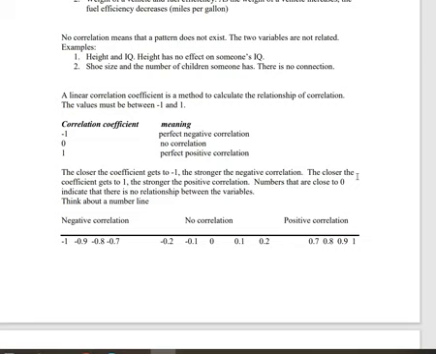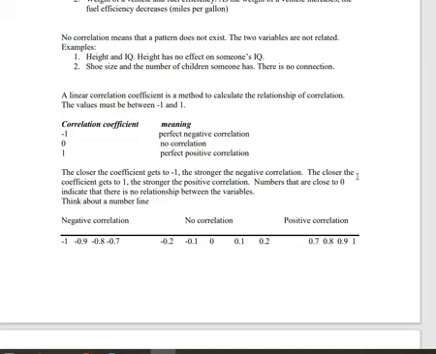A correlation coefficient of 0 means no correlation. A correlation coefficient of 1 means a perfect positive correlation. They go up exactly the same every time. The closer the coefficient gets to -1, the stronger the negative correlation. The closer it gets to +1, the stronger the positive correlation.